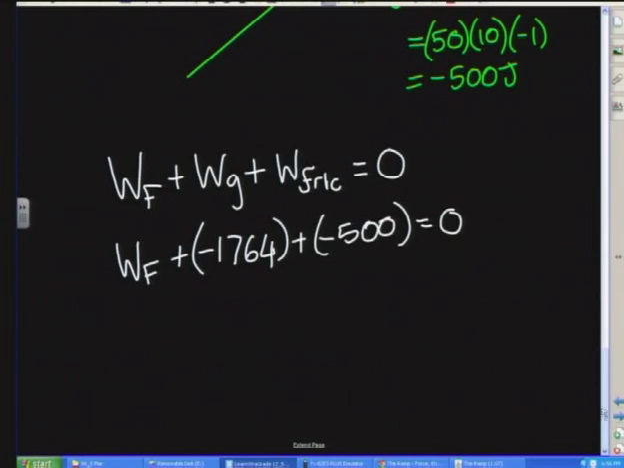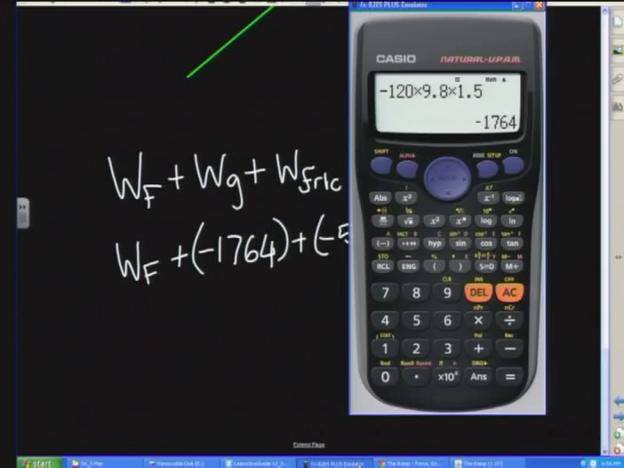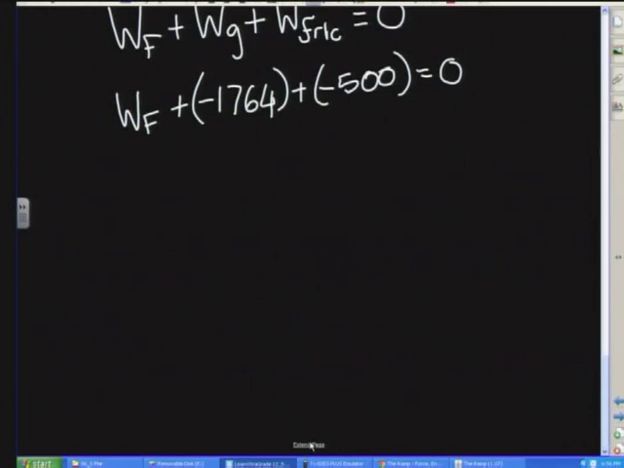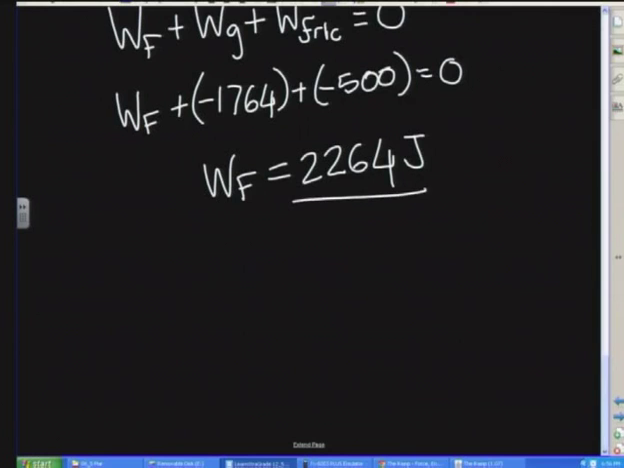So this is actually really easy to do. What I'm going to do is subtract a further 500, take it across to the other side, and what that would do is multiply it by negative 1, so 2264 is my answer there. So I've got my work done by F. 2264 joules of energy has been invested by Paul going up the hill.